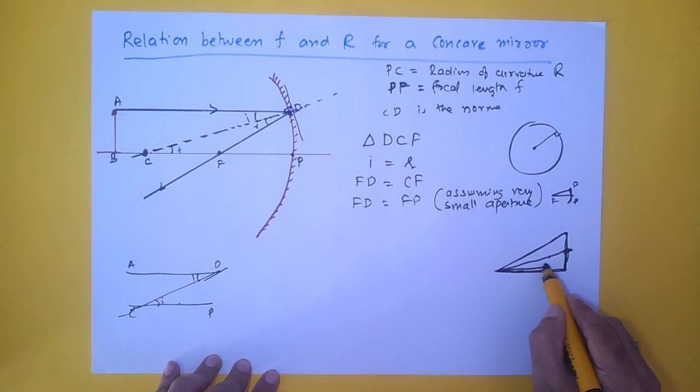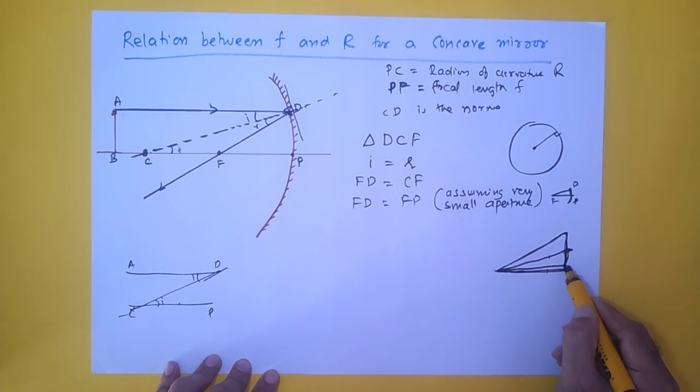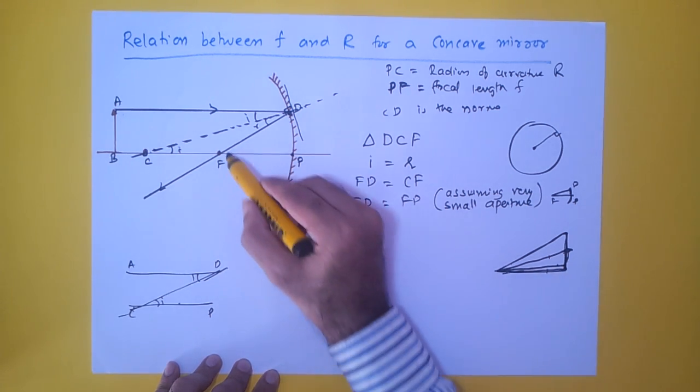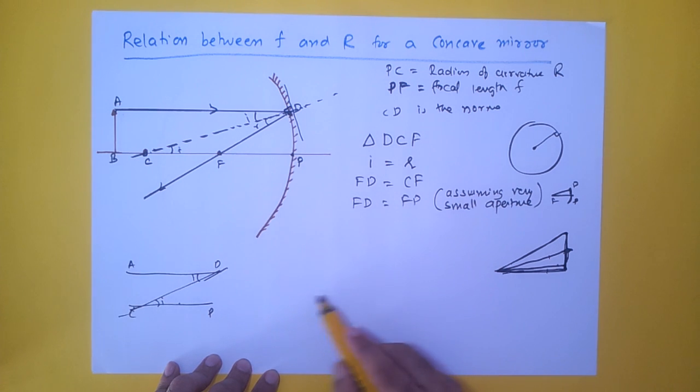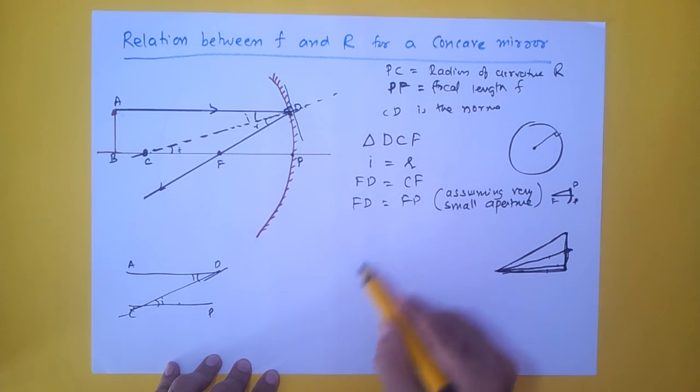And if I take it very, very close, that means if this line is very, very small, something like the aperture of the mirror, the difference in length between these two lines is very, very small. So I can practically say that this line is equal to this line. And that's what we have done. We have taken FD is equal to FP.